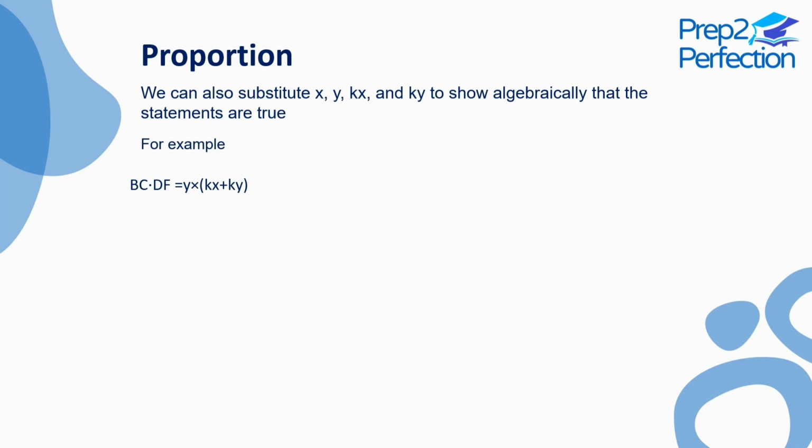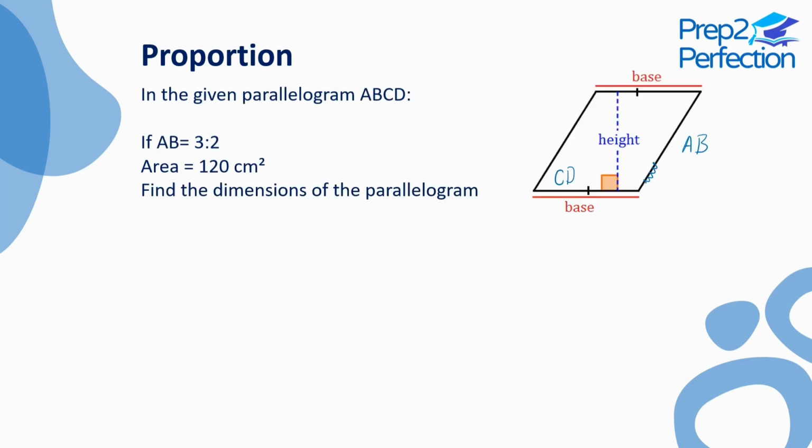We can also substitute x, y, kx, and ky to show algebraically that the statements are true. For example, BC times DF equals y times (kx plus ky), which equals ky(x plus y). And AC times EF equals (x plus y) times ky, which equals ky(x plus y). Therefore, BC times DF is equal to AC times EF.